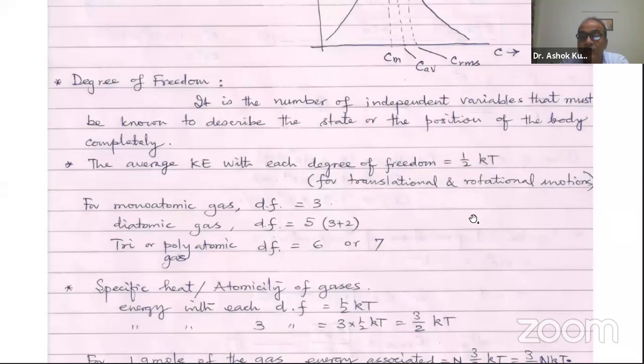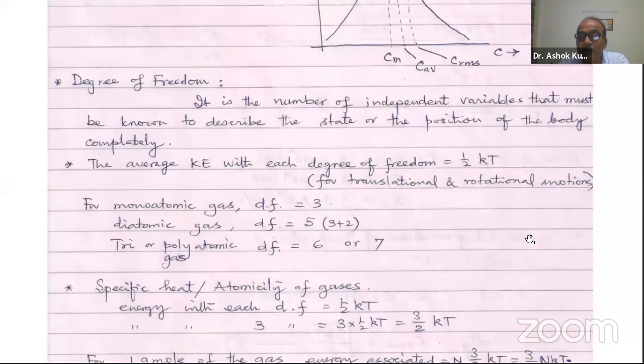Suppose one atom is here and another atom is here, please see the cursor, and try to visualize it in your mind. The axis of rotation is passing through the center. If it is rotating clockwise or anti-clockwise, then one motion is along the axis which is vertical in nature. So that is one degree of freedom.